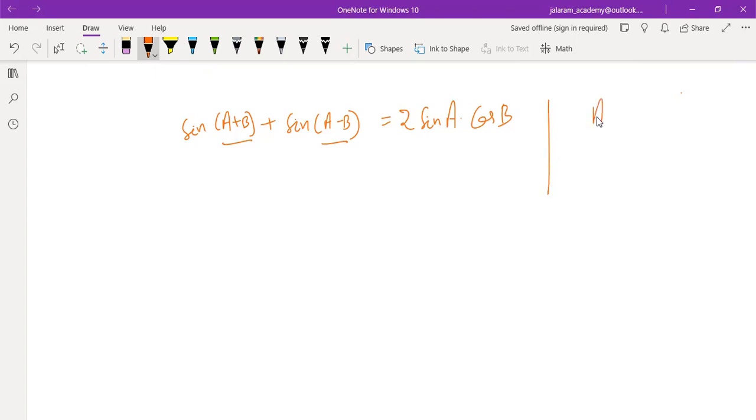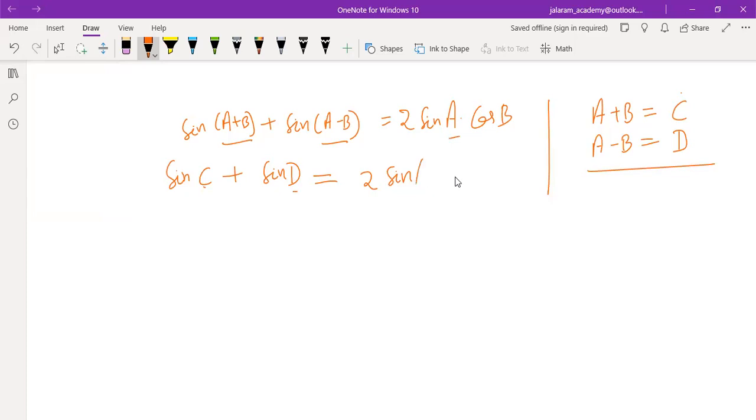So let's assume that A plus B equals C and A minus B equals D. So the left hand side becomes sin C plus sin D. Now they are the sum of two sines, sin C and sin D, equals 2 sin, what will be the value of A? As the left hand side is in terms of C and D, we should write the right hand side also in terms of C and D.